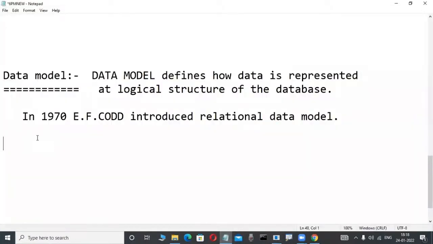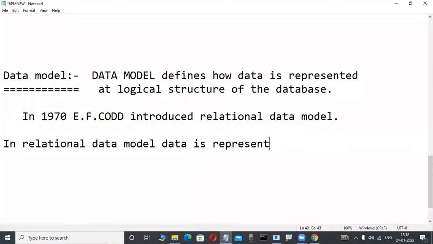Observe it here. In the relational data model, data is represented in two-dimensional tables, in the format of rows and columns. That is nothing but two-dimensional tables. But unfortunately, slowly observe here.